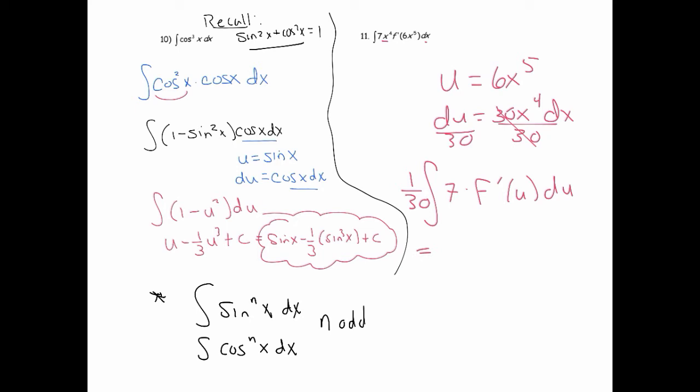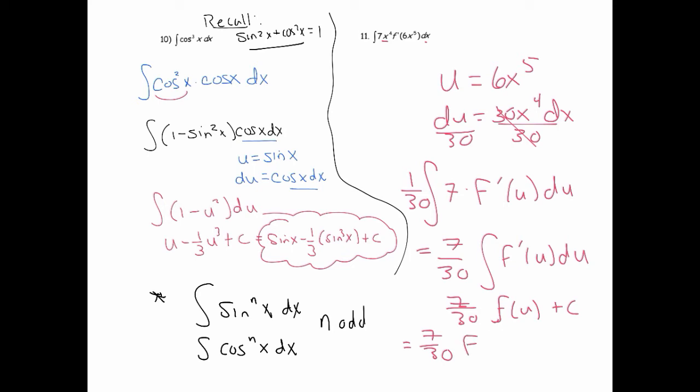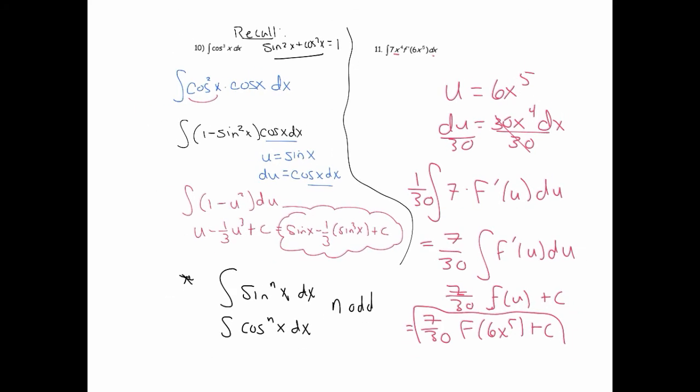So this ends up being, I'll take that 7 out, 7/30ths, the antiderivative of f prime of u du. But the antiderivative of f prime of u du is just f of u. Okay, and resubstituting, we get 7 over 30, f of 6x to the 5th plus c.